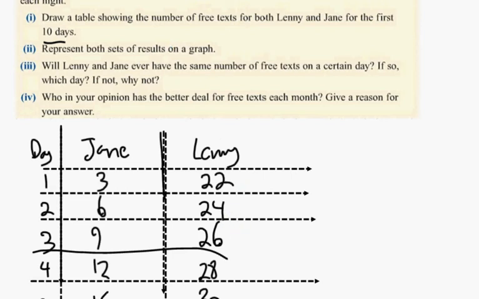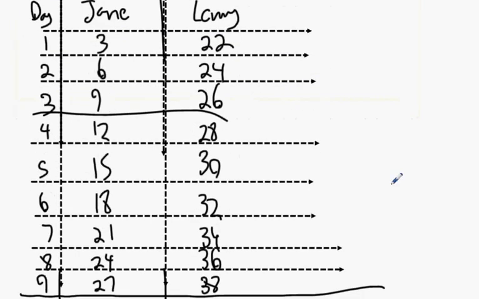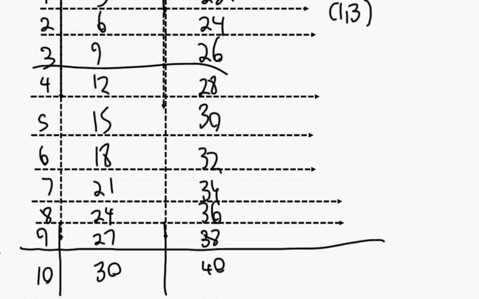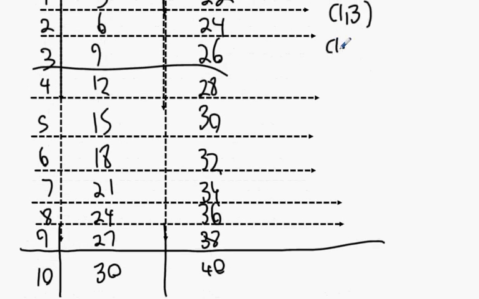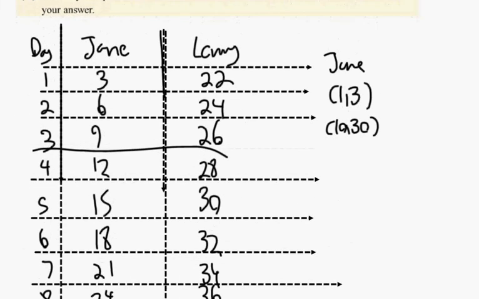Represent both sets on the graph. Now guys, I'm going to show you a really quick way of drawing this, alright? I'm going to write down, will somebody write down these points for me as well? For Jane, I'm going to write down the point 1, 3. And then I'm going to write down the point 10, 30. Okay, for Lenny, I'm going to write down these 2 points.